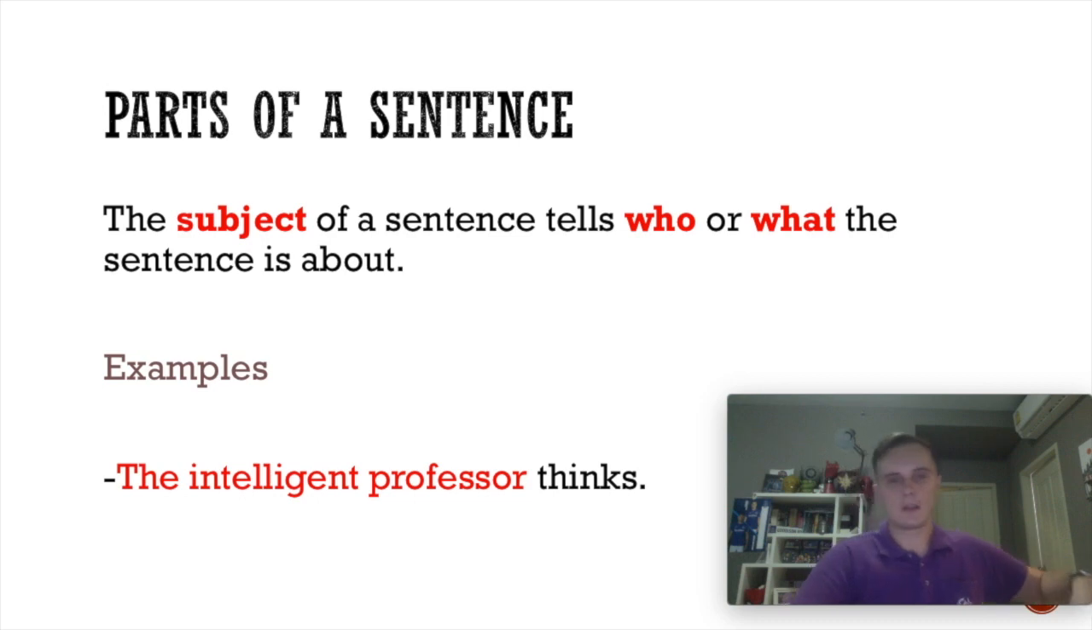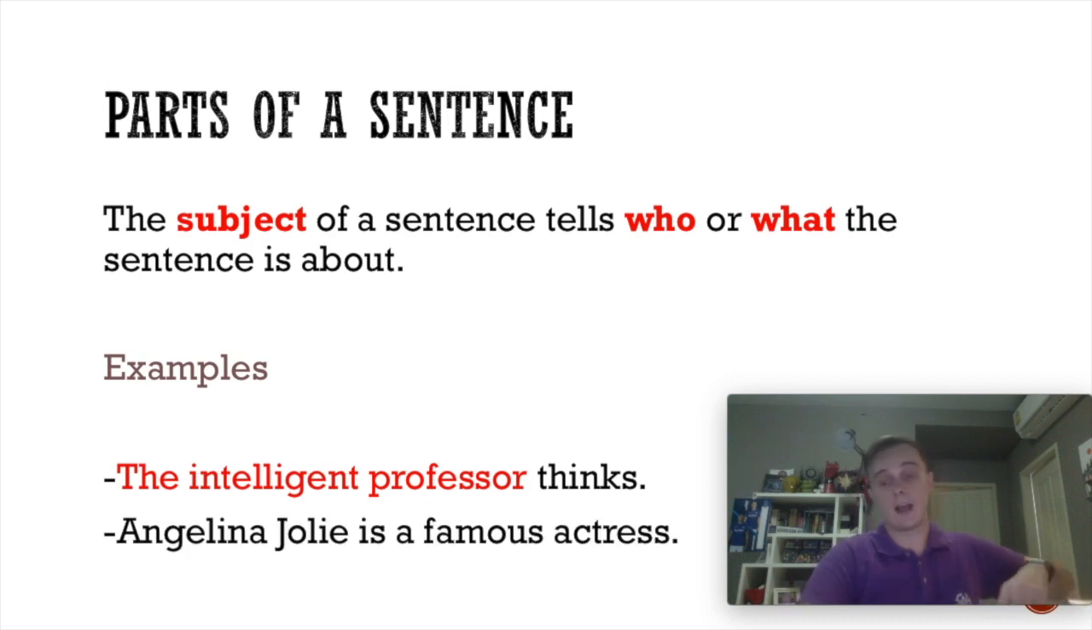Okay. So, next one. Angelina Jolie is a famous actress. Who or what is that sentence telling you about? So, think, is there a person in this sentence? Is there a place? Is there a thing? Is there an animal? The sentence is about Angelina Jolie. Next one.